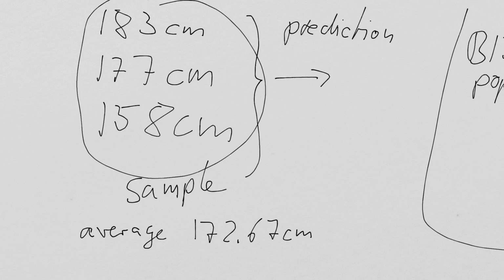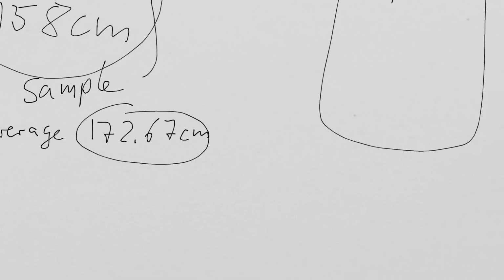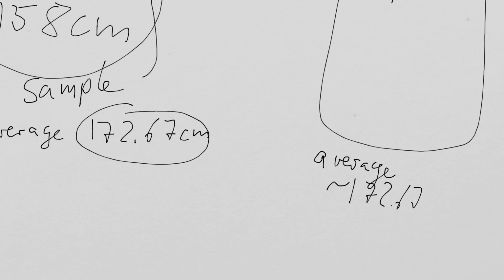But yet, I would assume that this measurement that I just did with the average is nevertheless useful to make this prediction. So my prediction is that the average in the population, and with population I mean you folks, BI308 guys, that the average in the population is around 172.67 centimeters.